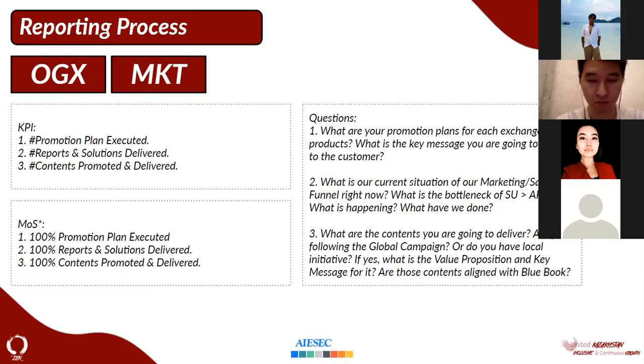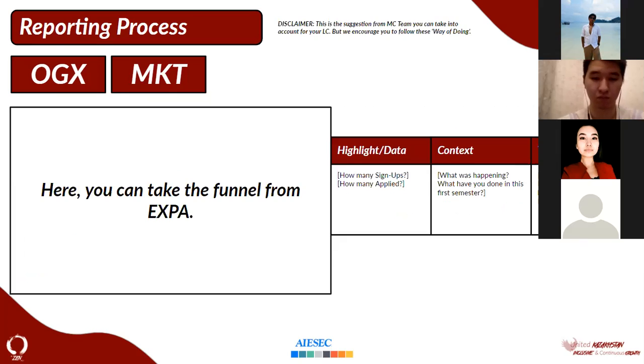Okay, for a local initiative, it shouldn't be DLD and top talent, sorry. So for content, let's say you have a local campaign for getting more approved or more applied for OGV, for example, or maybe OGTA or OGTE. When you deliver the product, make sure you know the value proposition, the key message, and also the blue book. So this is the example for the MKT.